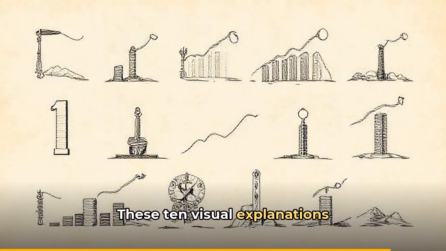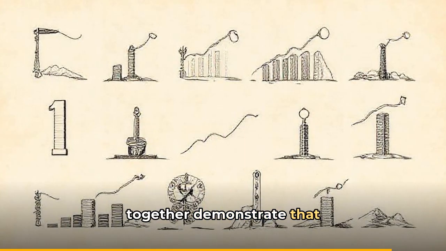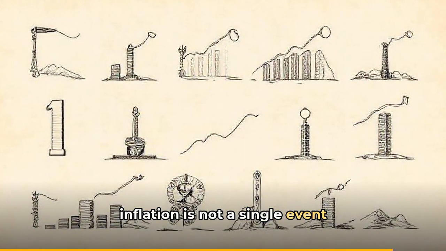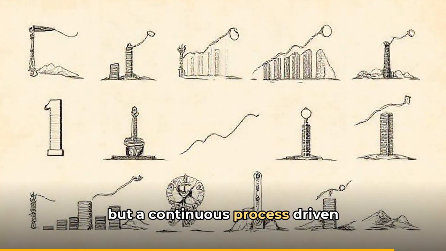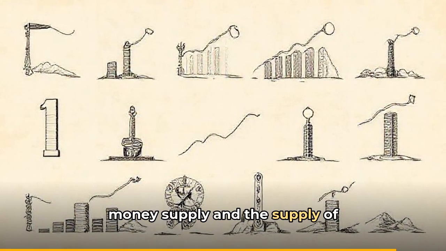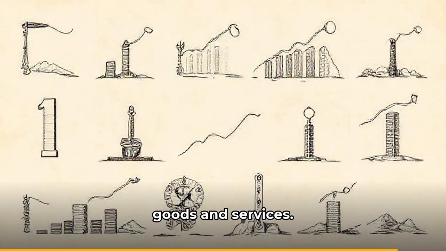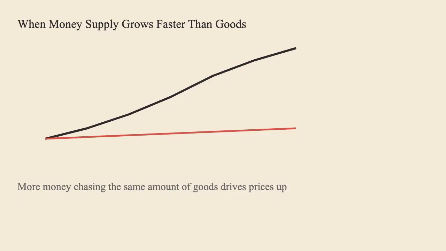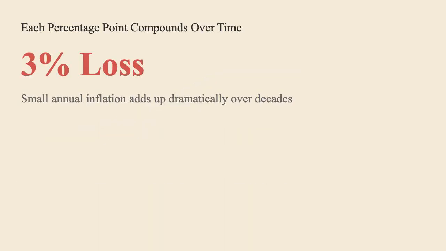These 10 visual explanations together demonstrate that inflation is not a single event, but a continuous process driven by the relationship between the money supply and the supply of goods and services. When the money supply grows faster than output, prices must rise to restore balance. Each percentage point of inflation compounds over time, steadily reducing what a fixed amount of currency can purchase.